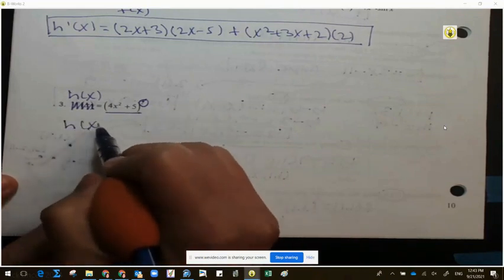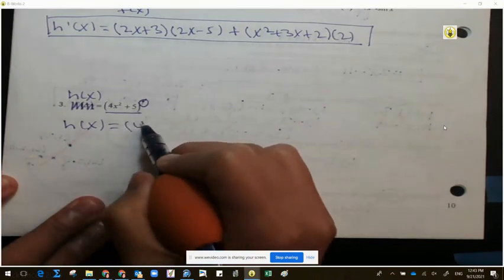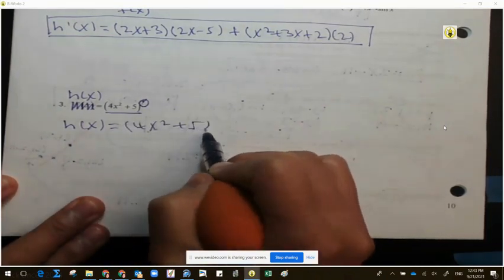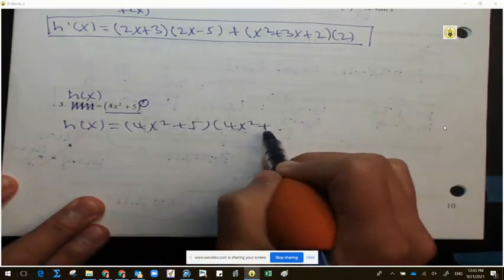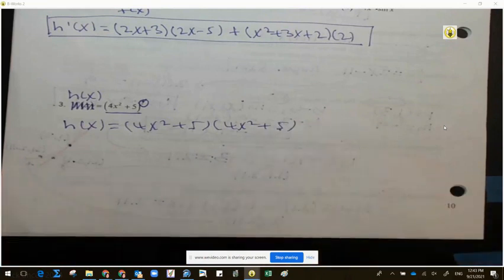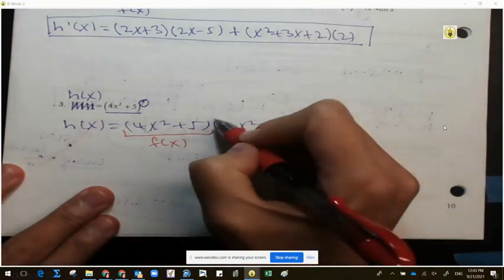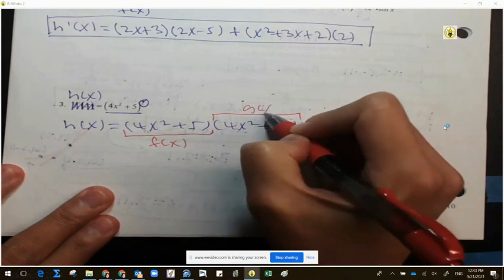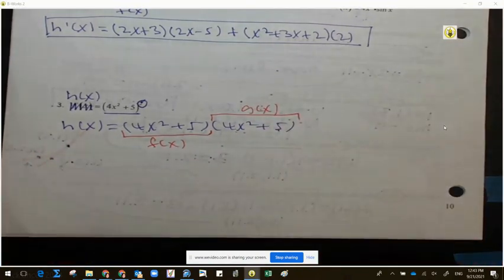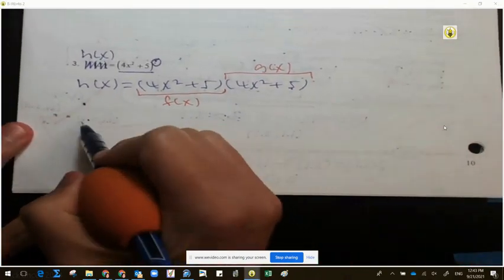So let's rewrite. This component is actually happening twice. And I know they're identical, but it doesn't really matter. So let's go ahead and label them. I'm going to go ahead and say the first one is f of x. Second one is g of x. And then use our product rule to find the derivative.